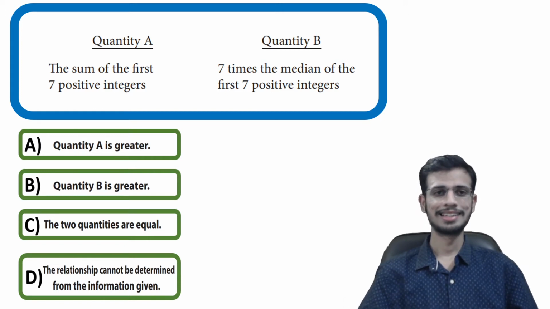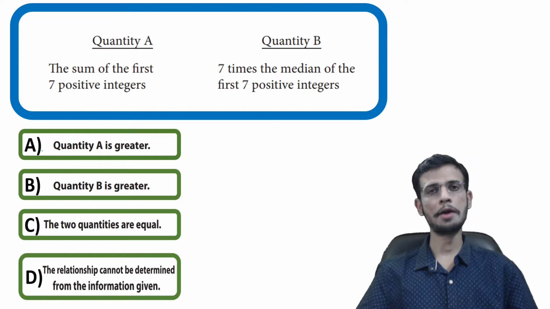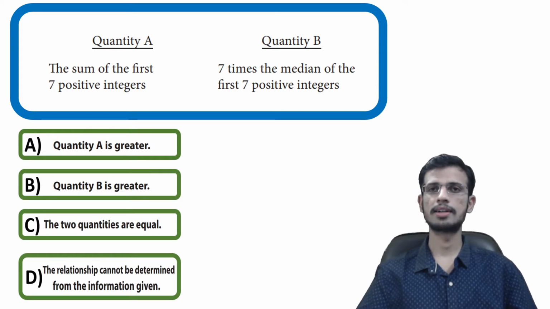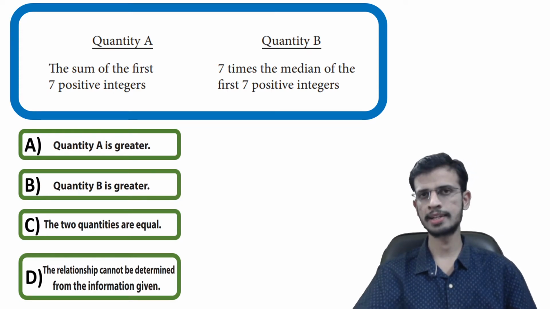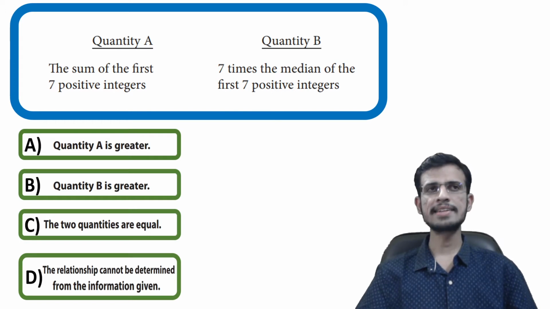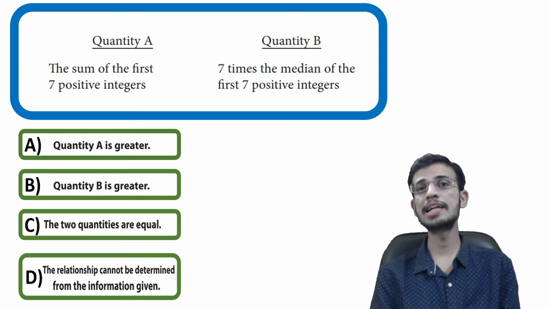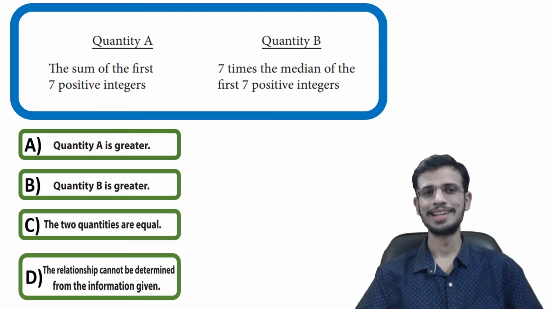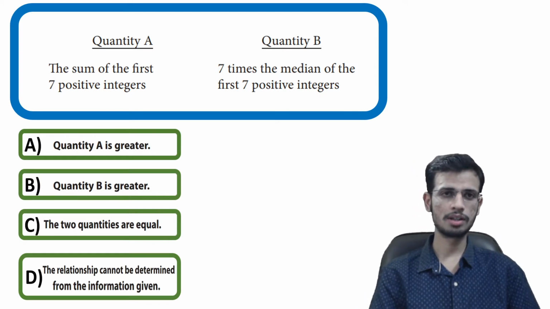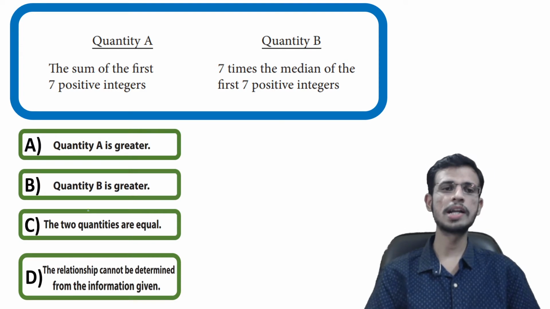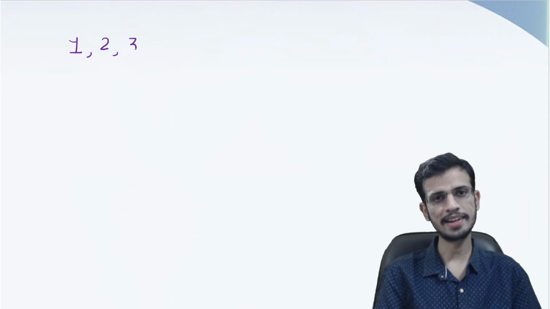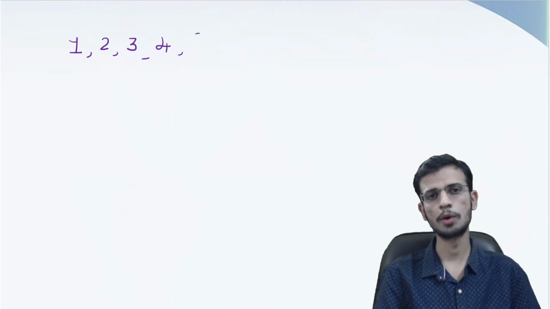Right? And we have to compare. So I had discussed the concept of median in the earlier classes. Mean is the arithmetic average value and median is basically the middle value. Right? So we have to consider the first 7 positive integers. So I'm writing the first 7 positive integers over here in ascending order, right? These terms are already in ascending order.